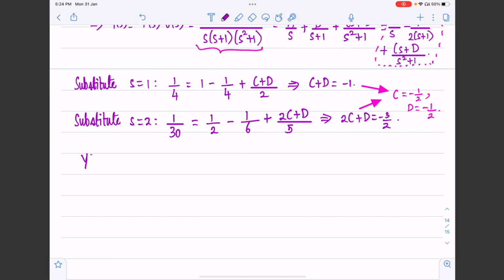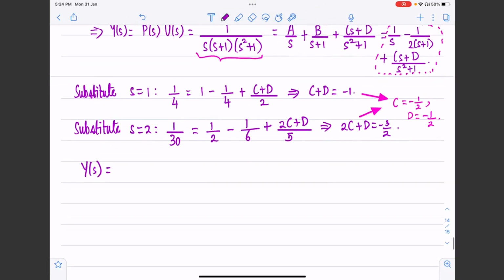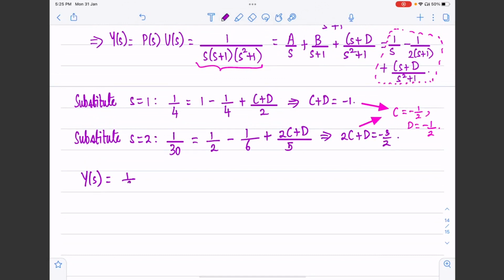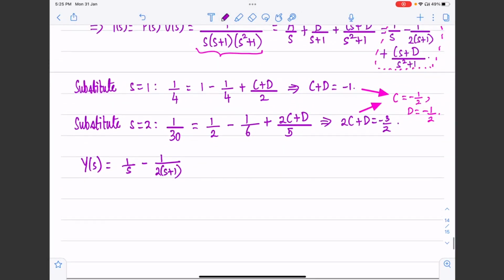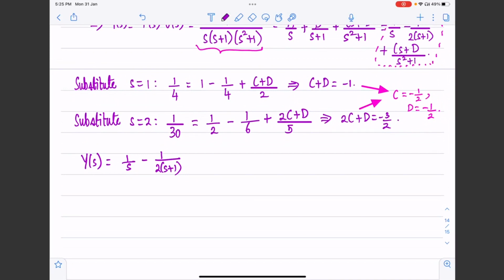Then we substitute in the expression for y of s. What will the partial fraction expansion look like? We have 1 by s, and then minus 1 by 2 times s plus 1. These are the two terms we are already aware of. Then cs plus d, where both c and d are minus 1 by 2. So what we are going to get is minus 1 by 2 times s divided by s squared plus 1. I'm writing it in this form and just splitting them. And then we also have minus 1 by 2 times 1 divided by s squared plus 1.